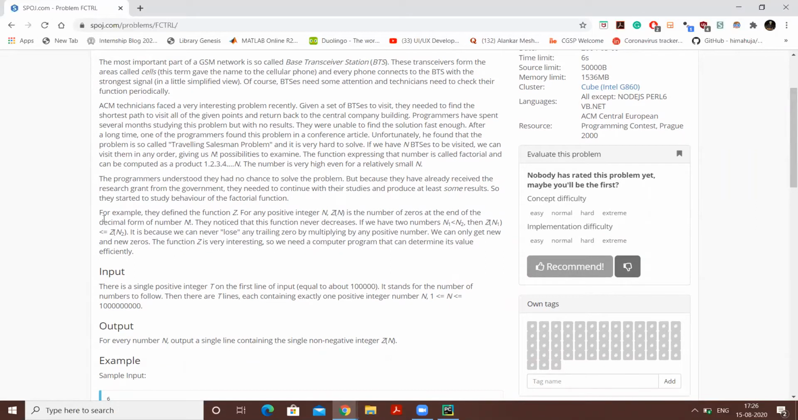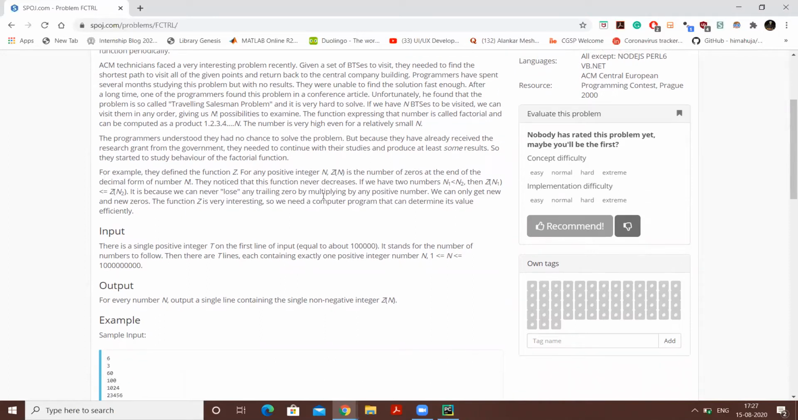For example, they define the function z. For any positive integer n, z of n is the number of zeros at the end of the decimal form of n factorial. So basically, the question is talking about a function z of n, which gives us the number of trailing zeros at the end of n factorial.